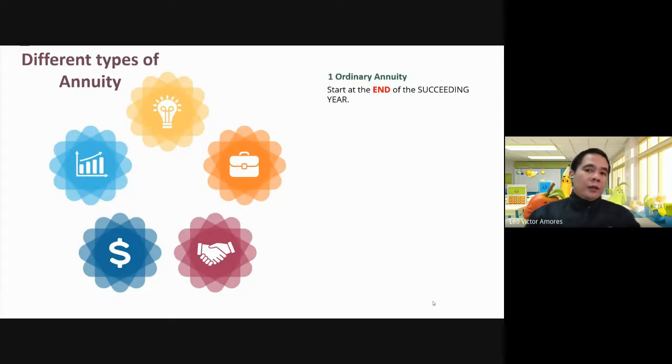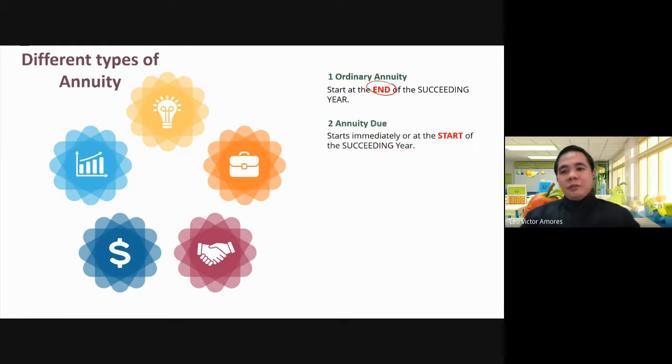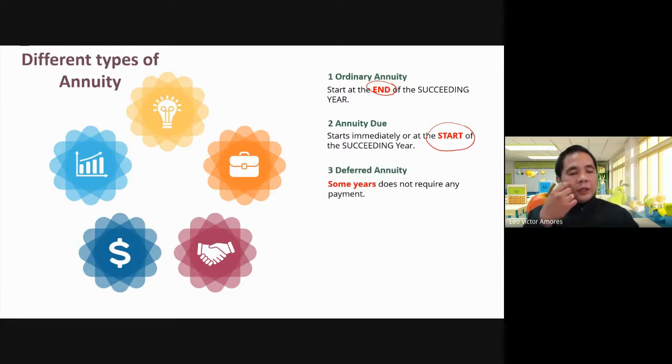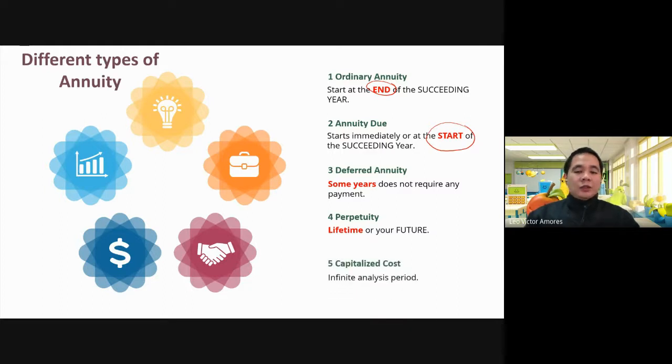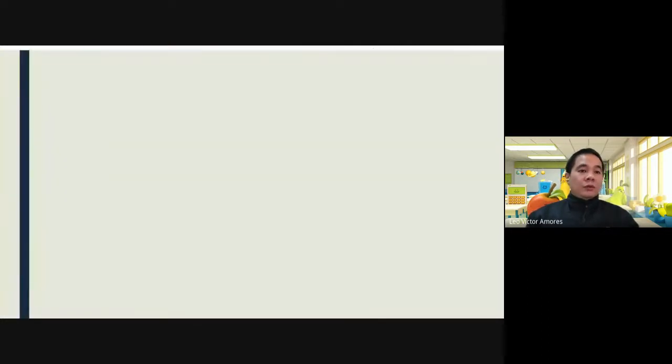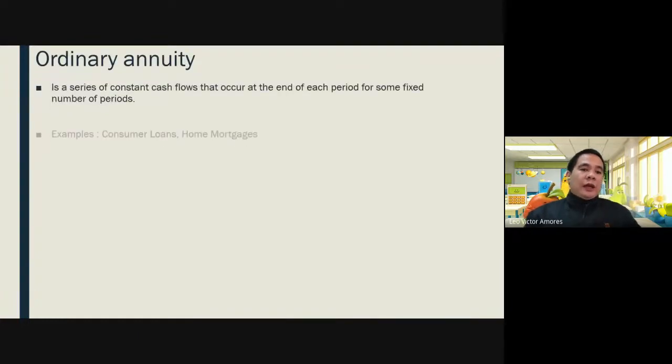For number 1, ordinary annuity, usually it starts at the end of the succeeding year. For annuity due, it starts immediately or at the start of the succeeding year. Then number 3 is a deferred annuity, wherein some years do not require any payments. For perpetuity, it is lifetime. And for capitalized cost, it is used by government agencies in analysis for infinite analysis periods for government projects. Okay?